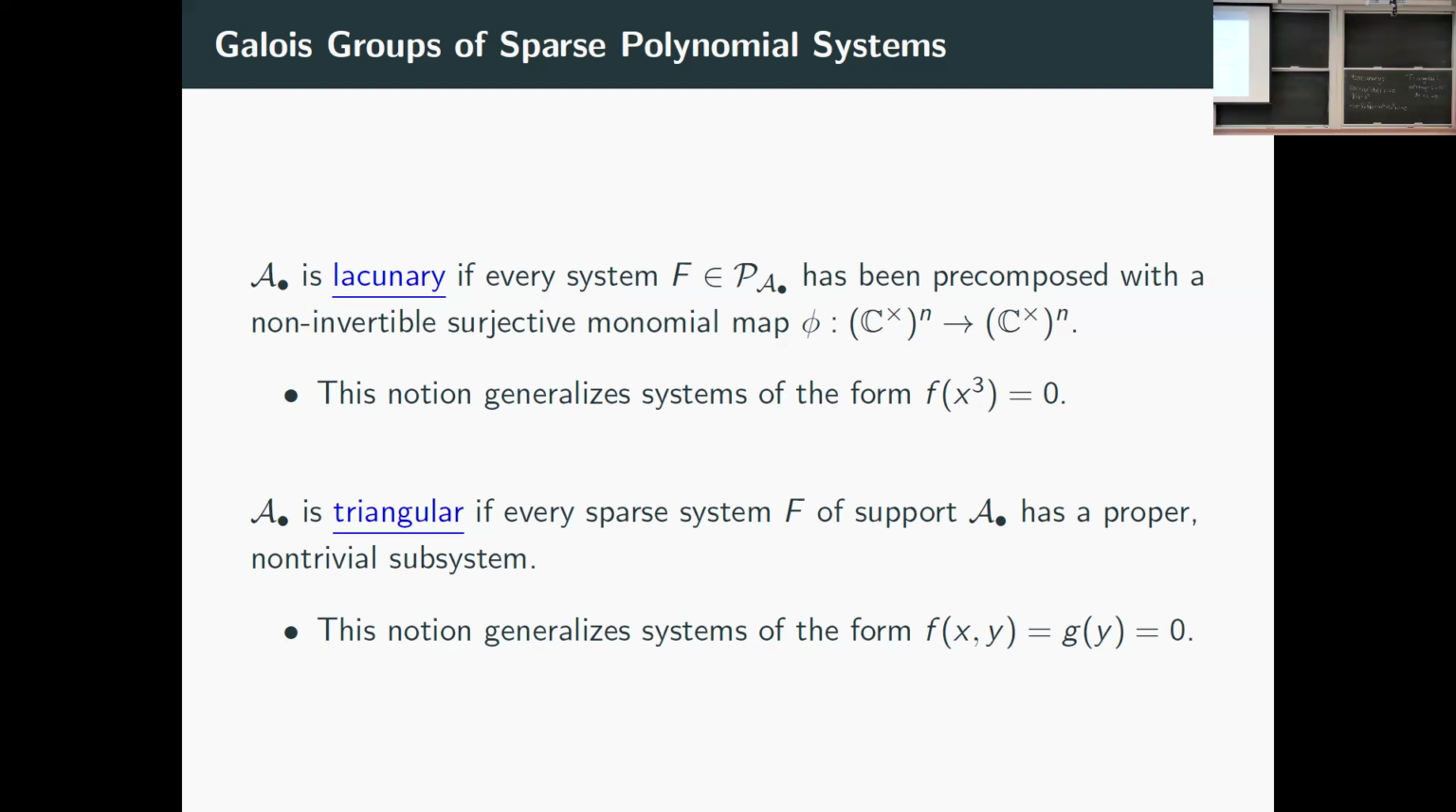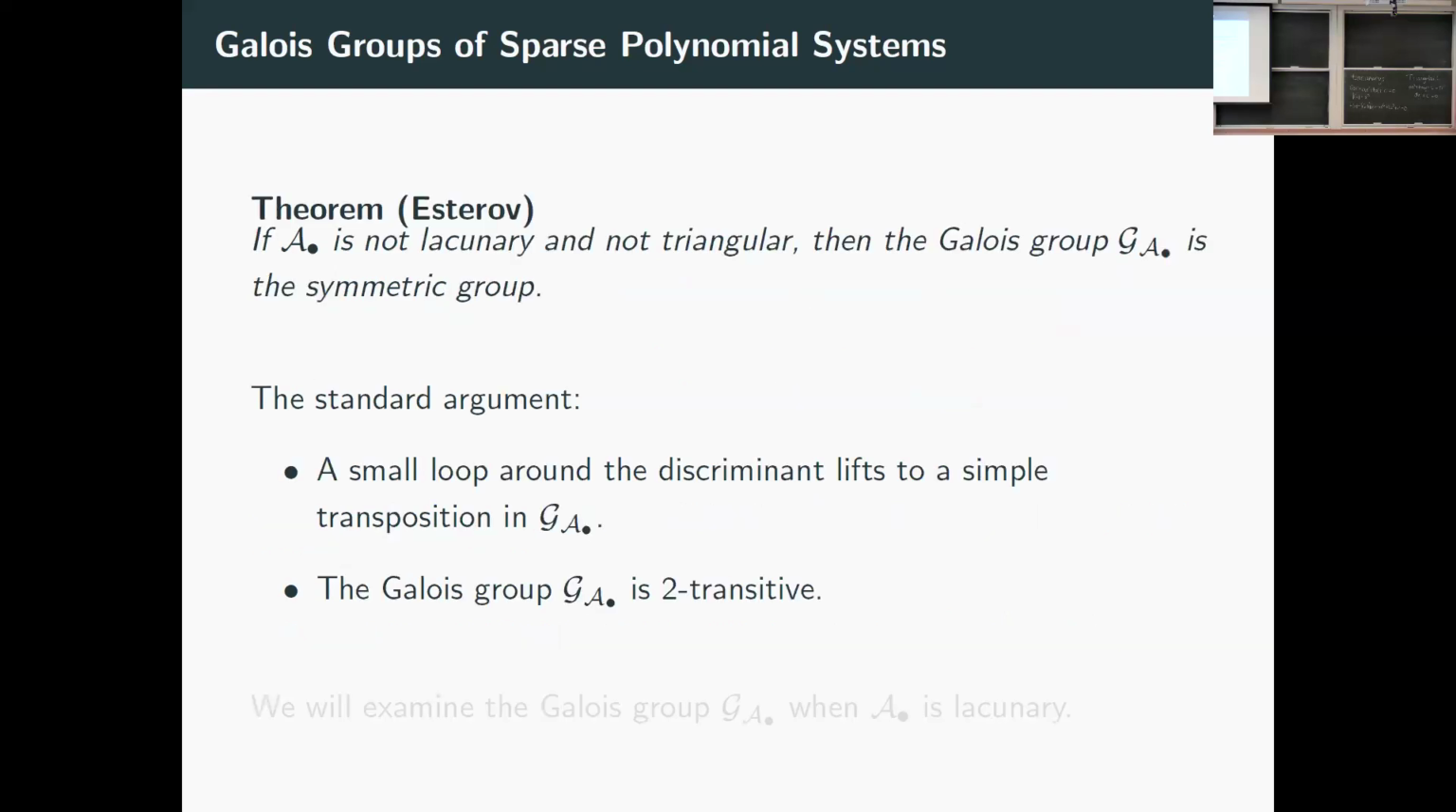And Esterov's theorem basically says that these are the only structures that can impede your Galois group in some sense. Esterov's theorem is just that if your support A is not lacunary and it's not triangular, then your Galois group is the entire symmetric group. I will say, modulo trivialities, there's a converse to this statement. If you have a Galois group which is the symmetric group, it's either some trivial case or your supports are lacunary or triangular.